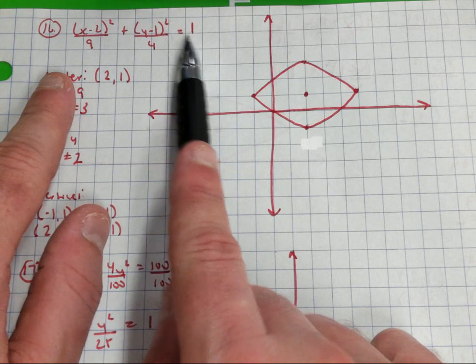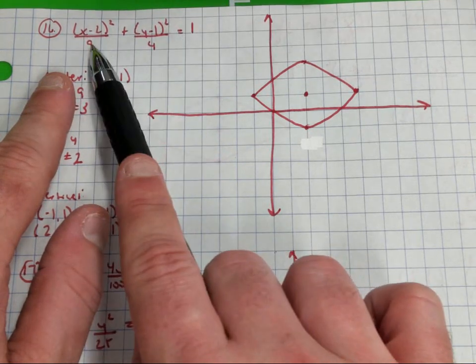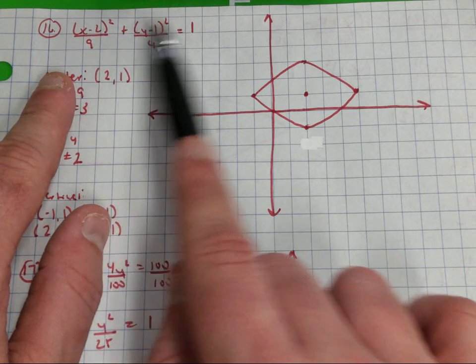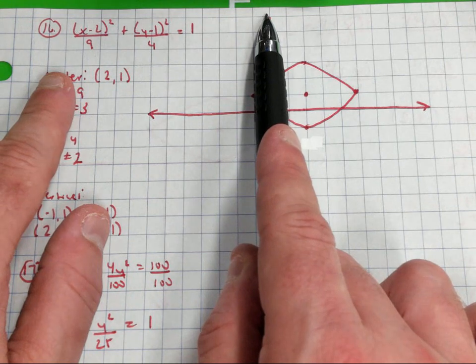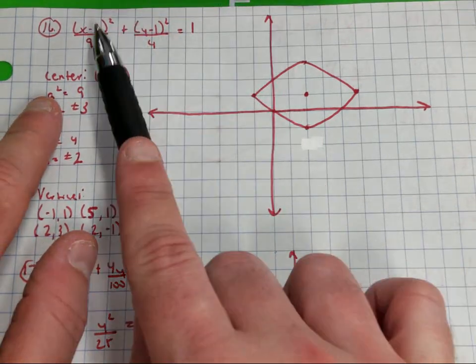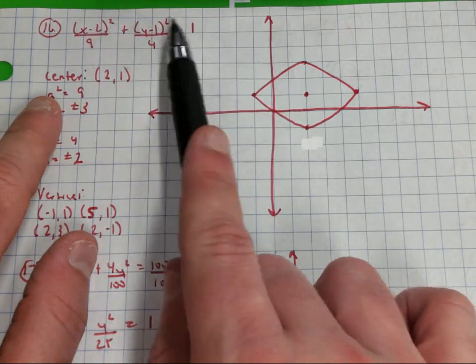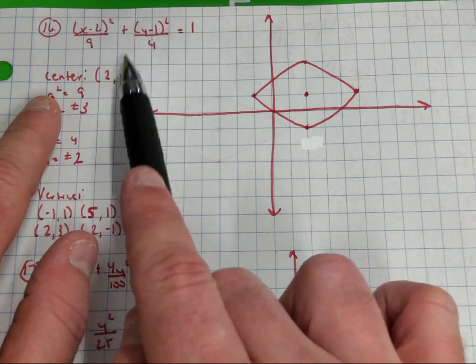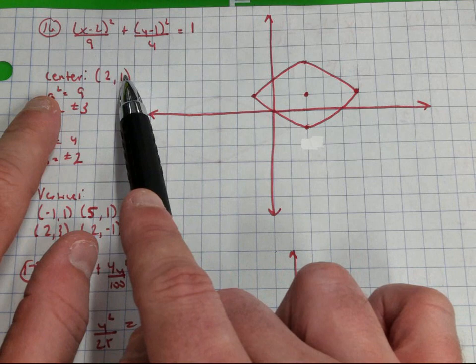Now, where is the bigger number, under the parentheses with the x or the y? So that means it's a horizontal orientation. If you need to write that word down somewhere, you can. Horizontal. Then what I do is I write my center just like the circle. It's opposite of what you see. I see a -2, I put a +2. I see a -1, I put a +1. That is the center.